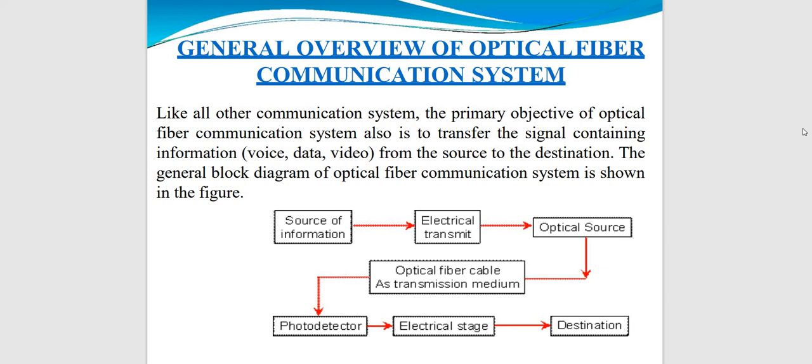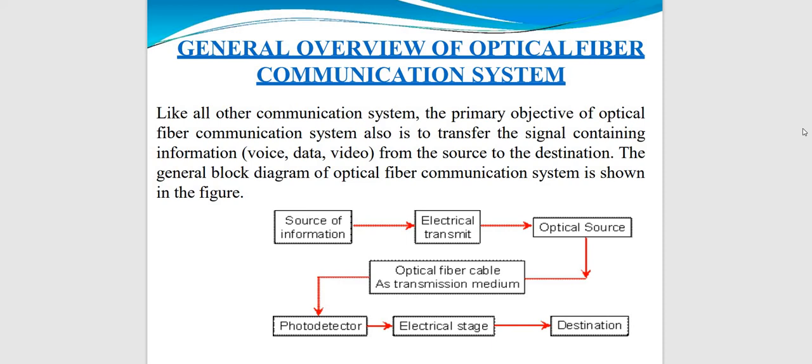Hi everyone, in this video we are going to discuss the general overview of the optical fiber communication system. The primary objective of an optical fiber communication system is to transfer signals containing information, voice, data, and video from one particular source to the destination point. This block diagram shows the optical fiber communication system components.